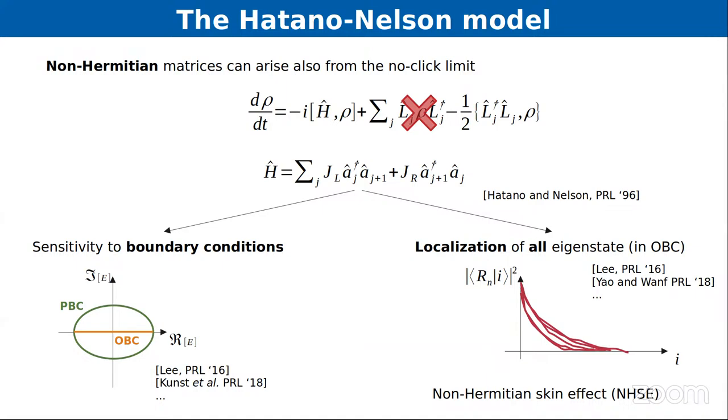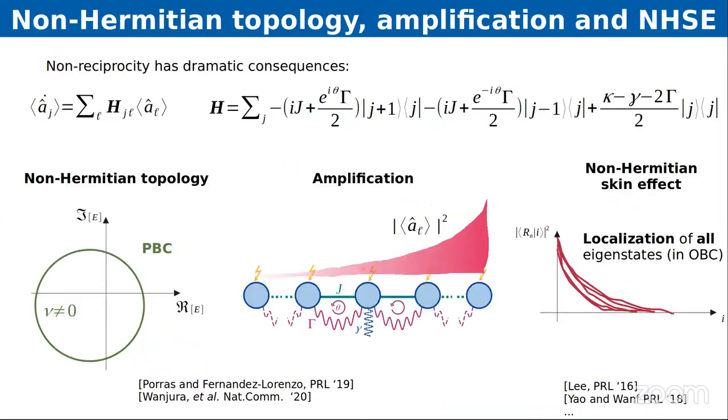In accordance with that, one observes the so-called non-Hermitian skin effect, where all eigenvectors localize towards one of the boundaries of the chain. All this is to say that these non-reciprocal models have several interesting properties that I just described: the non-Hermitian topology, the presence of amplification, and the non-Hermitian skin effect, and sensitivity to boundary conditions.